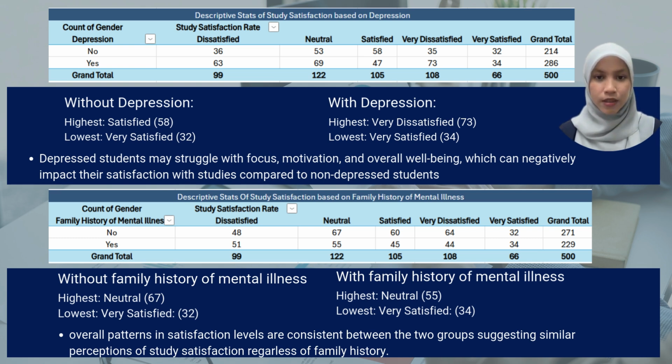I will continue with the next descriptive statistic of study satisfaction based on depression. As you can see in the table, among students without depression, the highest is in the satisfied category with 58 responses and the lowest is very satisfied with 32 responses.